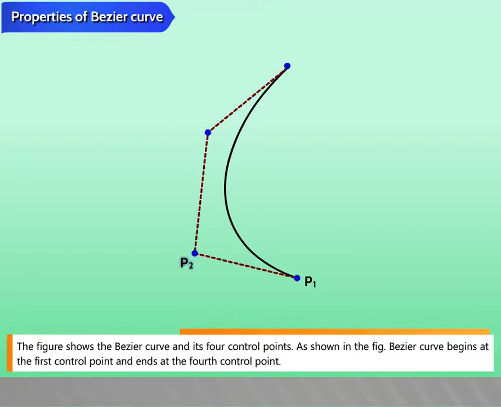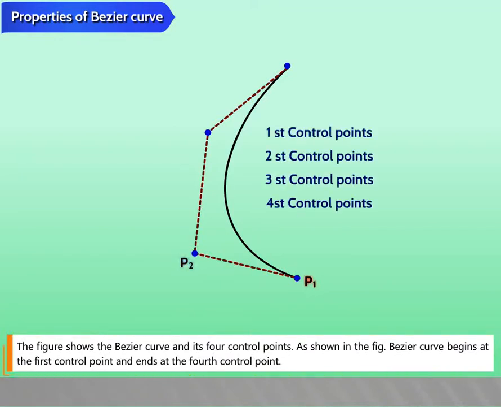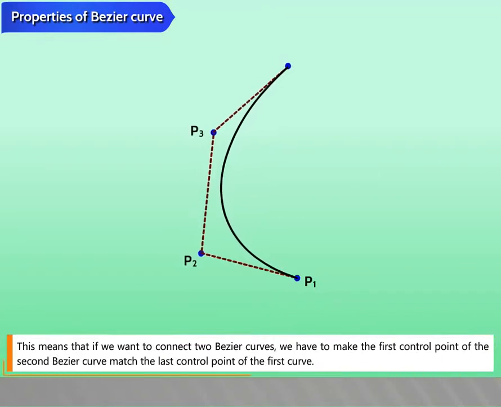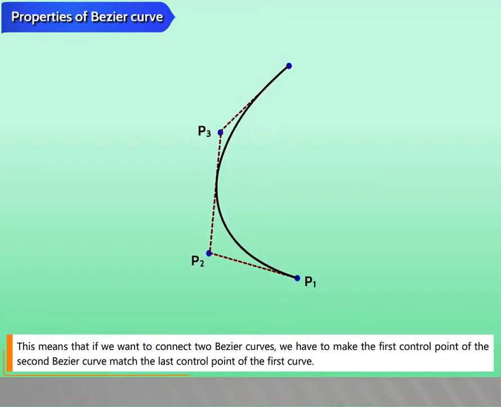The figure shows the Bezier curve and its 4 control points. As shown in the figure, the Bezier curve begins at the first control point and ends at the 4th control point. This means that if we want to connect 2 Bezier curves, we have to make the first control point of the second Bezier curve match the last control point of the first curve.